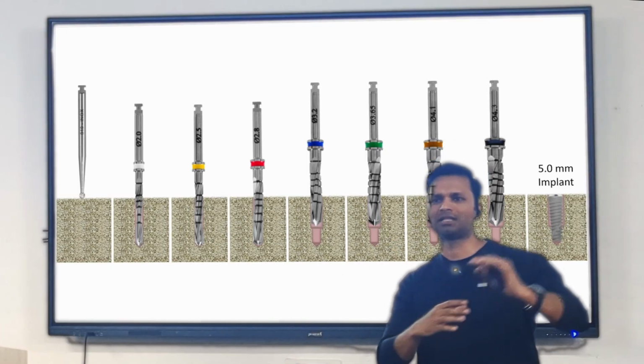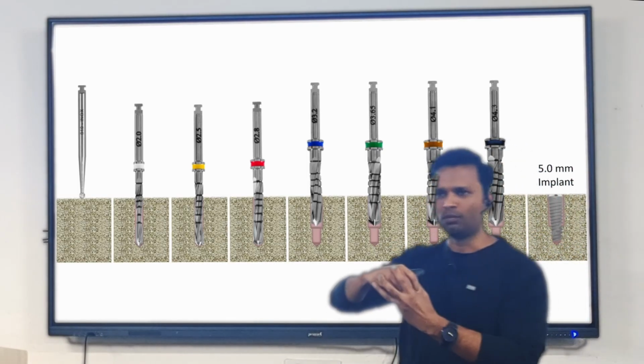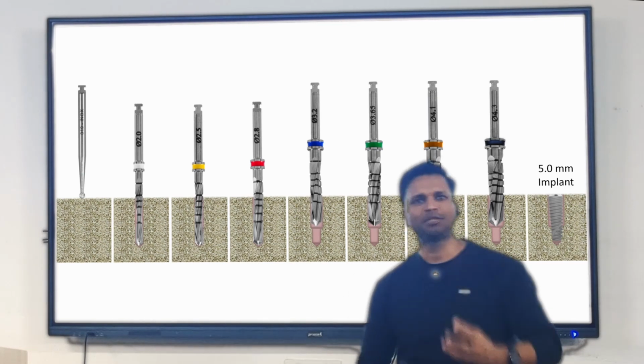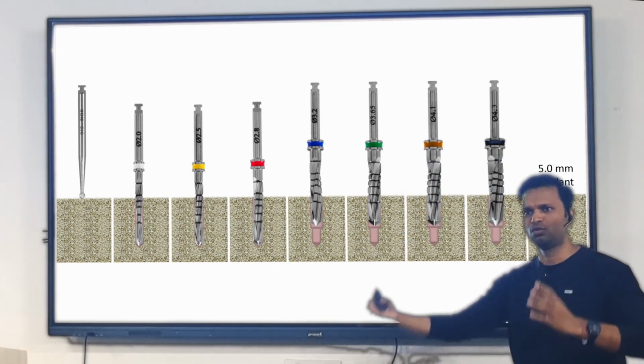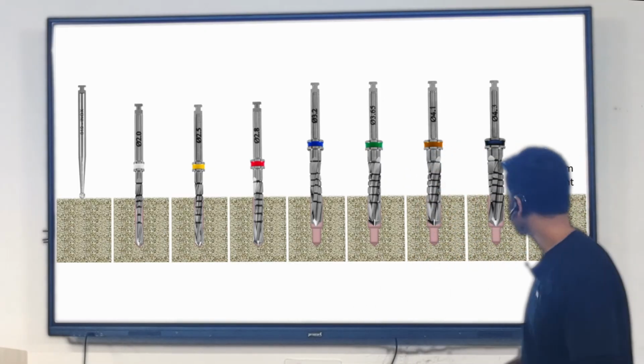I told you about primary stability last time. It is just the physical support from the bone so that the implant doesn't move. You need this primary stability so that the implant doesn't move for the next 3 months, while osseointegration occurs around the implant.